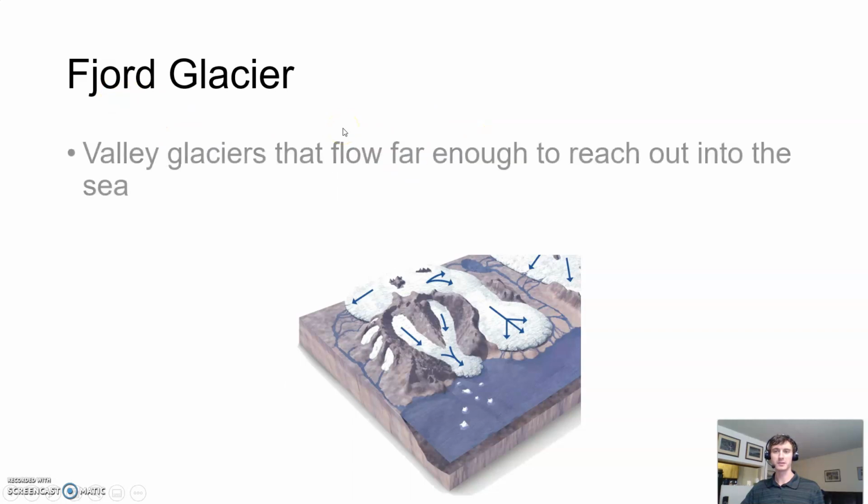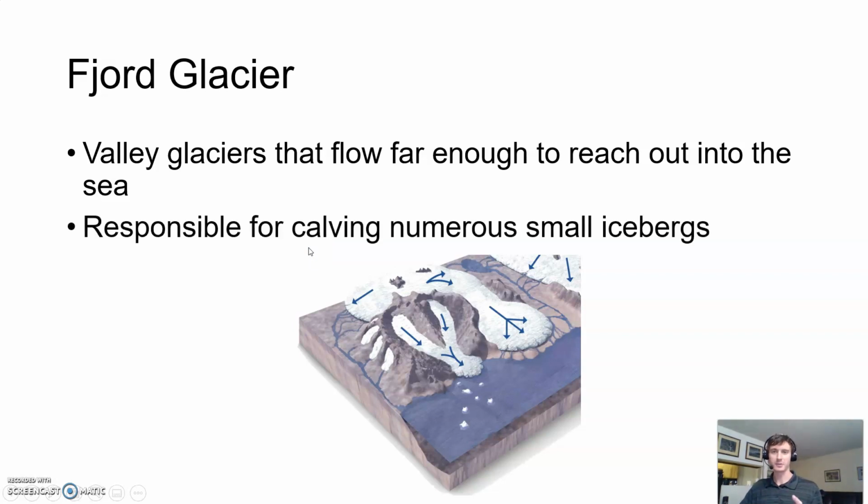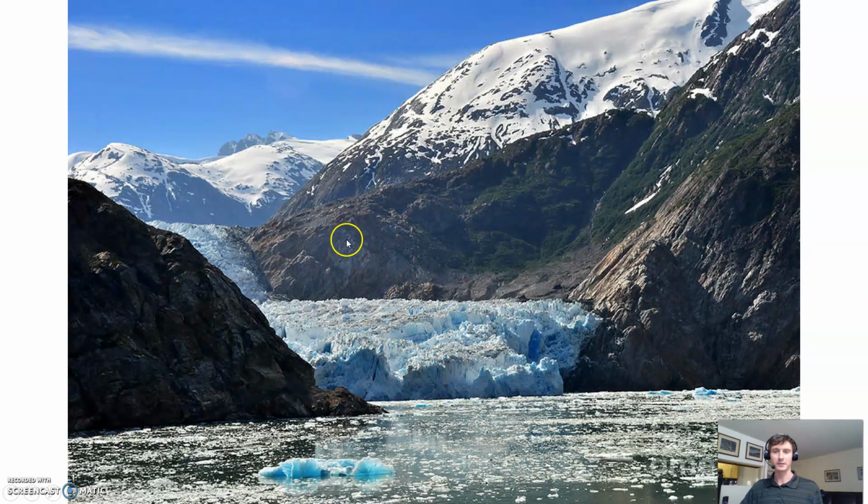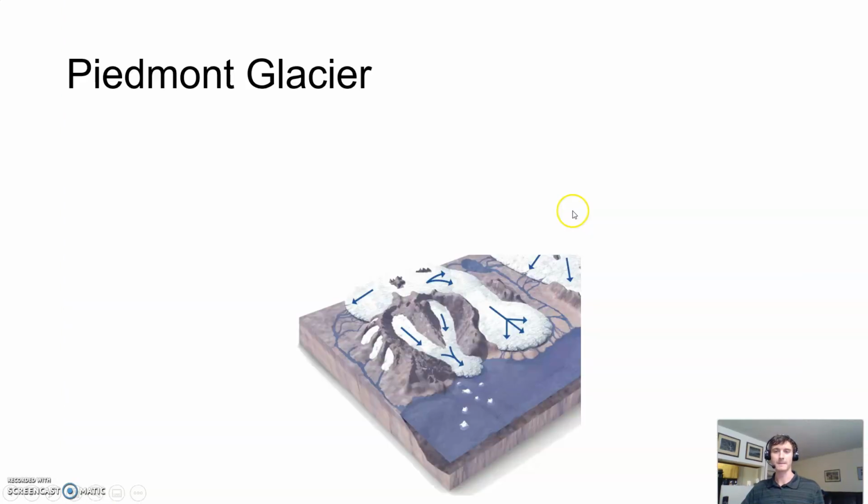Then fjord glaciers, there's a pronunciation. These are valley glaciers, except that they have hit the sea or the ocean. They flow all the way out to where it hits big marine waters. These are a lot of times responsible for calving, as a term, splitting off into a bunch of small icebergs, which then go out and wreck everybody's ships. You can actually see in this photo here. So here it is a valley glacier until it reaches the sea. Now it's a fjord glacier, and our little iceberg friend down there.